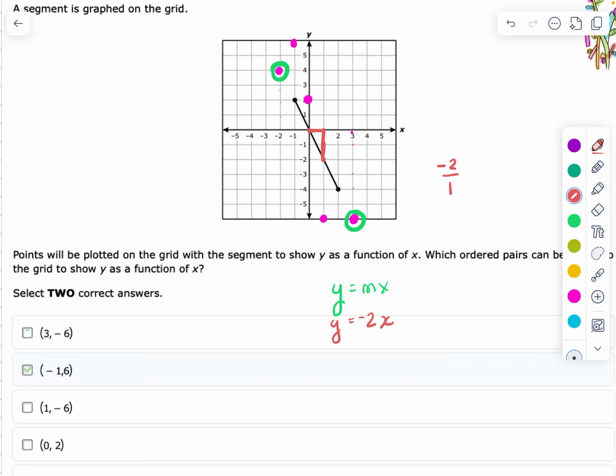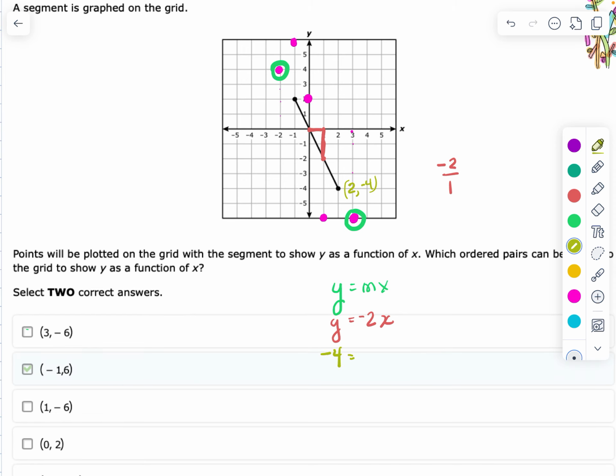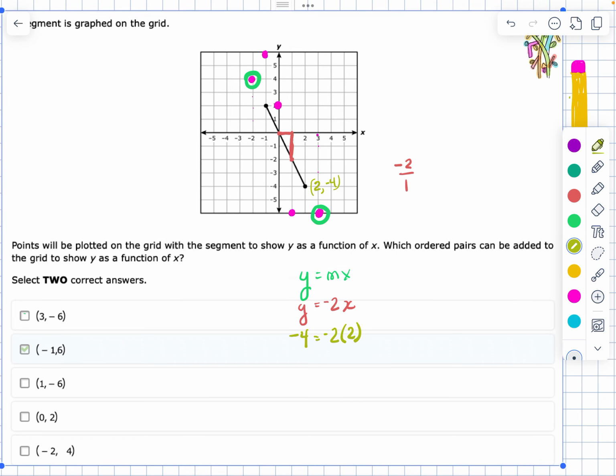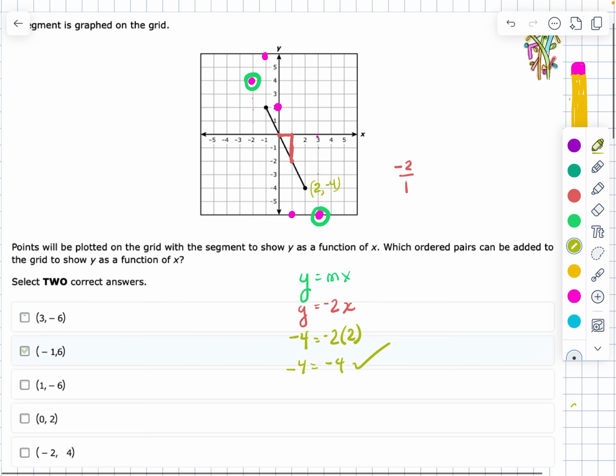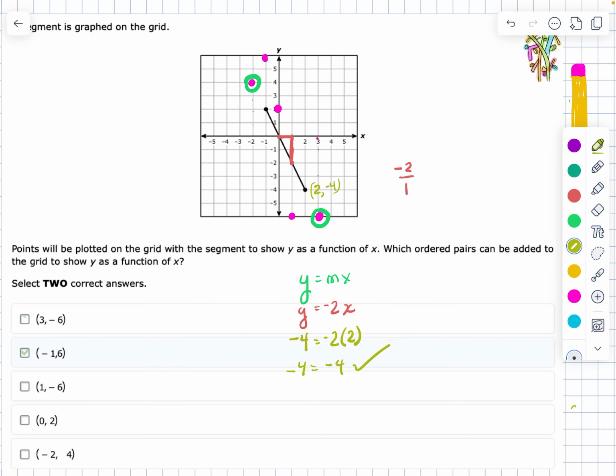And then I could put these points in that I was given. I was given this point right here, 2, negative 4. So I'm going to put 2, negative 4 in here just to see if I did the right thing, and x is 2. So negative 4 is equal to negative 2 times 2, which is also negative 4. That works. So then I could go through and plug in each of these other answers.